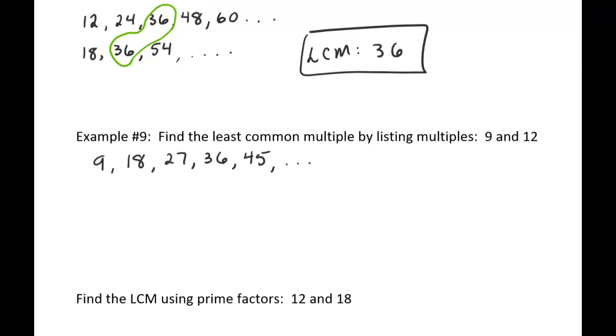Now we'll do 12. For 12, we could just reuse what we did up above. And there, I can stop because I found the common multiple. So the least common multiple is 36 here.